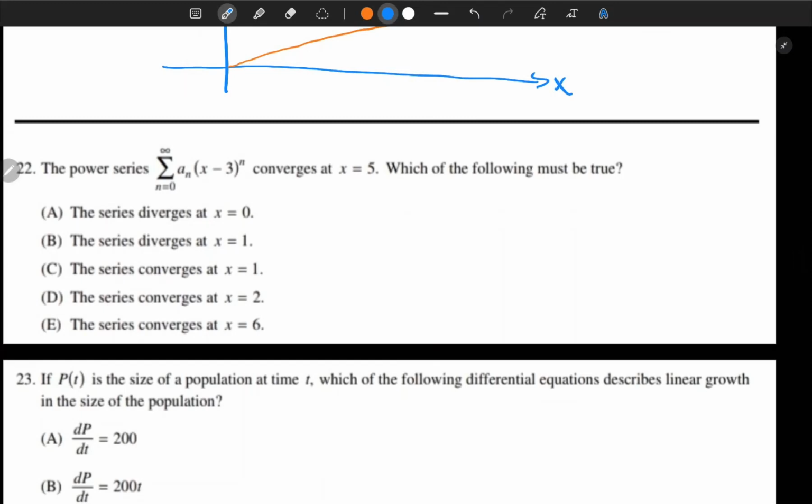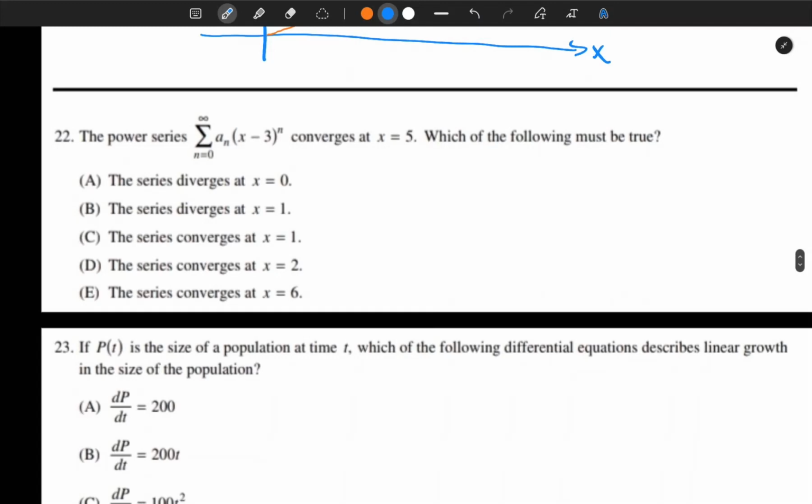Next, the power series given by the following converges at x is equal to 5. Which of the following must be true? Well, we know that if we plug in x is equal to 5, the sum from n equals 0 to infinity of a n times 2 to the n converges. So, we wish to find which of the following is true. For most of these, we don't have enough information about a n.